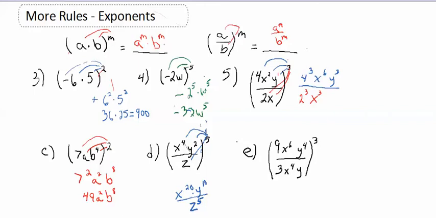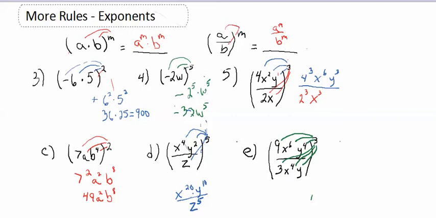The final one, I'll change my color one more time. Okay, everything on the top of the fraction and everything on the bottom of the fraction needs to be distributed with the 3. So 3 is going to go with the 9, 3 is going to go with the 6, 3 is going to go with the 4, 3 is going to go with the 3 down here, 3 is going to go with the 4, and 3 is going to go with the y, the 1 on the y.